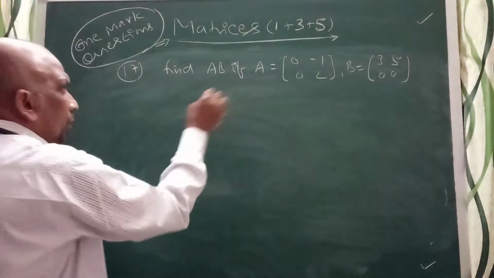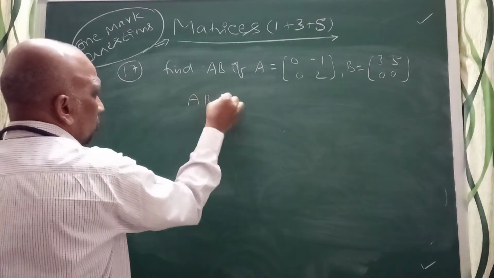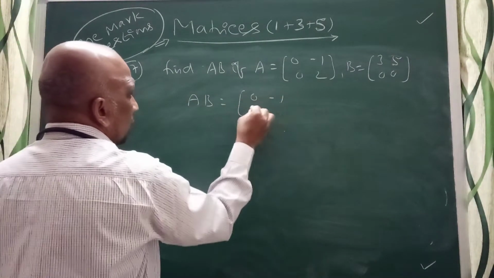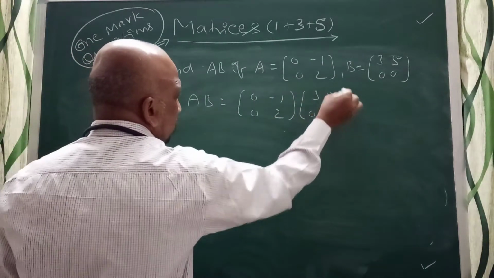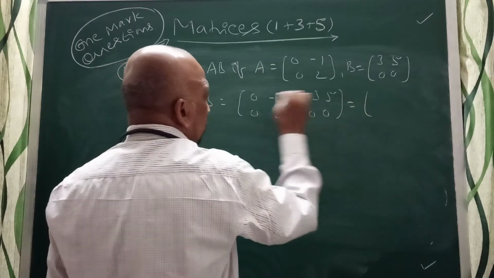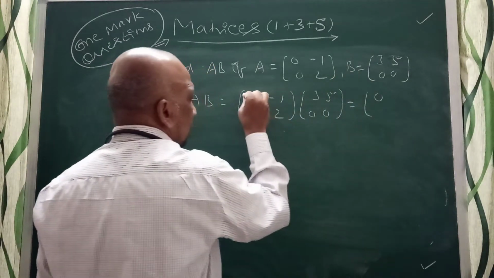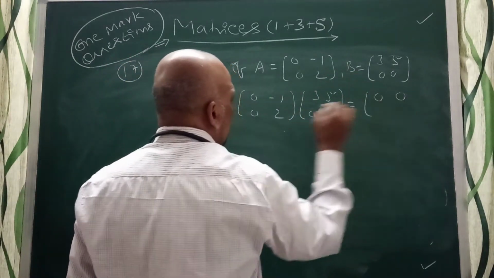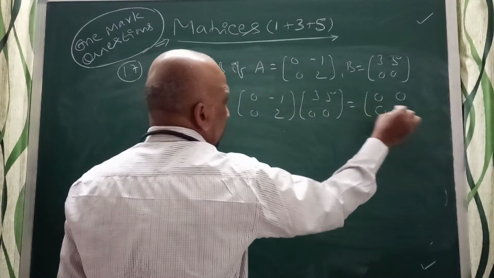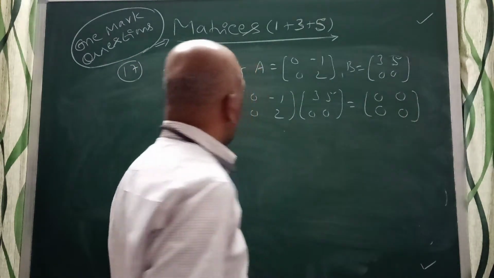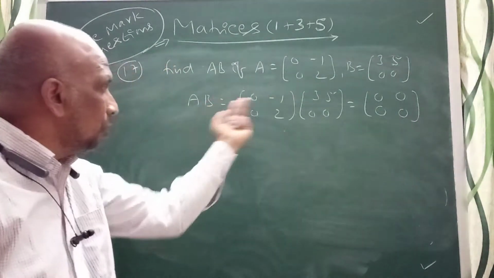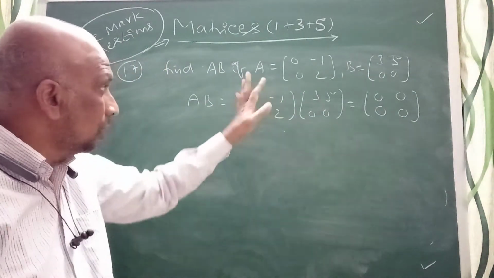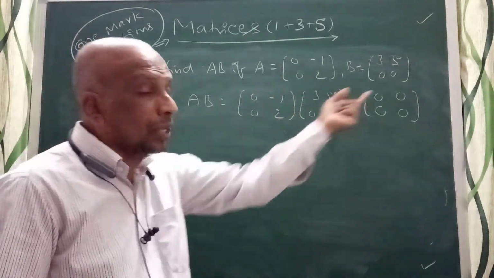Again, check if I take AB now. A is [0, -1; 0, 2] and B is [3, 5; 0, 0]. Multiply this. First row with first column is 0, right? First row with second column is 0. Second row with first column is 0. Everything is 0. It's a zero matrix. The product is a zero matrix, but neither of them is a zero matrix. Both are non-zero matrices, but the product is a zero matrix.